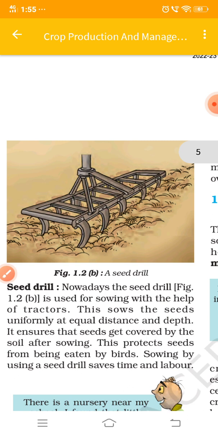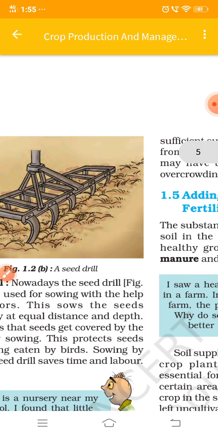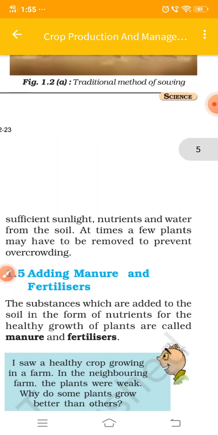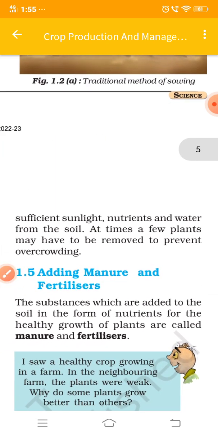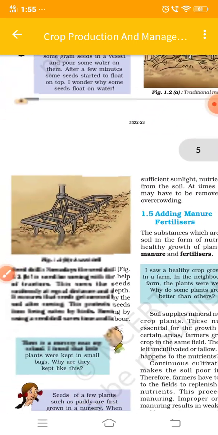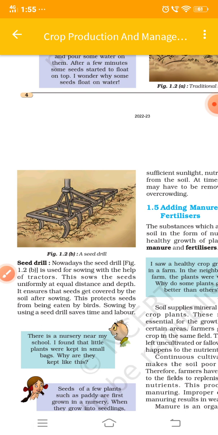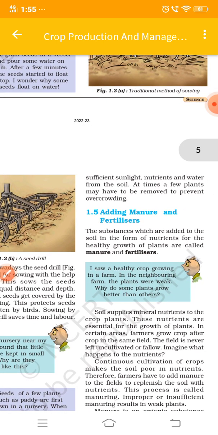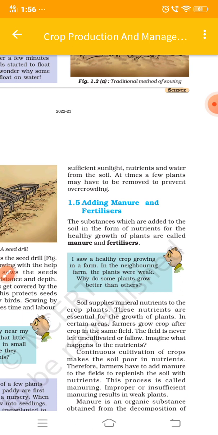This is correct, that the seed is being protected from the birds, and it is a very easy process done within a few hours. Plants need sufficient sunlight, nutrients and water from the soil. At times a few plants have to be removed to prevent overcrowding. Okay, so equal distance is there, so we can prevent overcrowding. Adding manure and fertilizers: the substances which are added to the soil in the form of nutrients for the healthy growth of plants are known as manure and fertilizers.